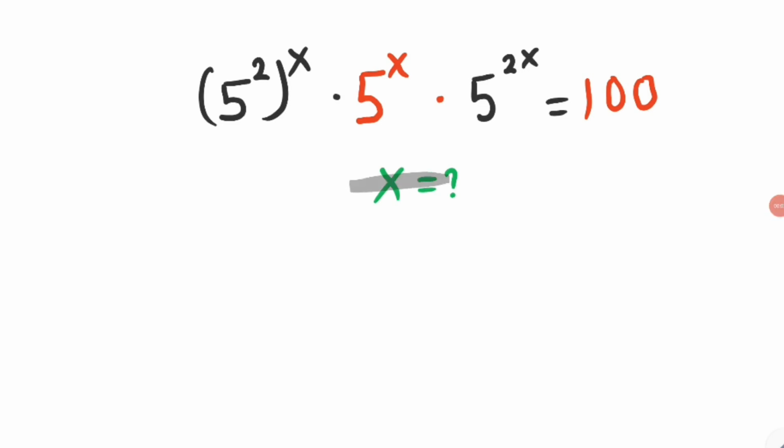How to solve for x in this equation: 5 squared raised to power x, multiplied by 5 raised to power x, multiplied by 5 raised to power 2x, is equal to 100.